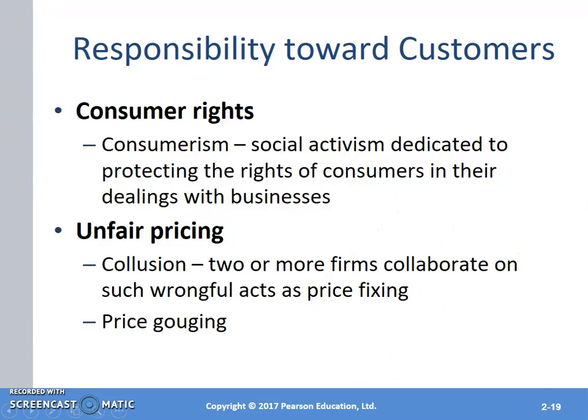And then when we talk about the customers, there are consumer rights, which is consumerism, the social activism dedicated to protecting consumer rights in dealing with businesses. Unfair pricing, which we call collusion, is when two or more firms collaborate on a wrongful act such as price fixing. That is unfair pricing.